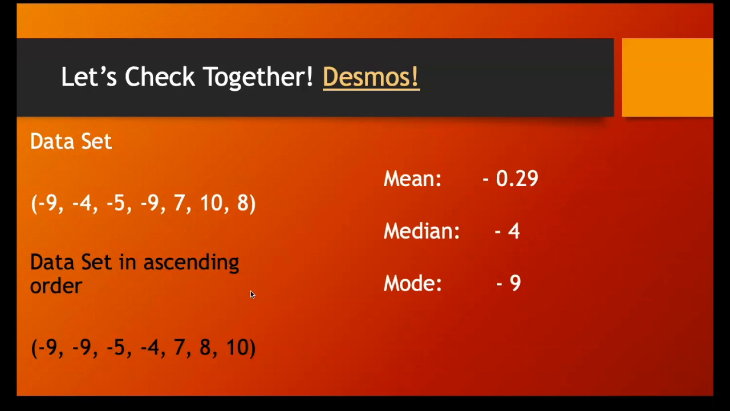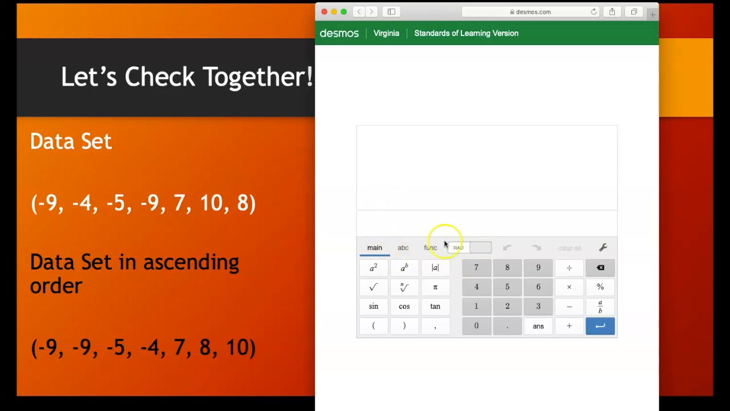Did you get them all right? Did you? If you did, kudos to you. If you didn't, kudos to you for trying. So let's go ahead and see if we can figure out where our error was. First, let's look at the Desmos so we can see it.